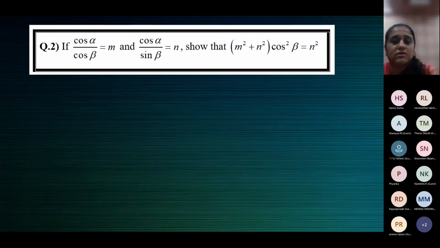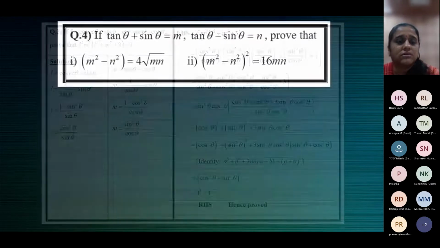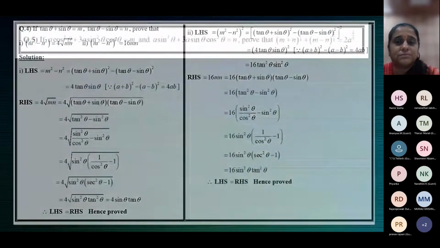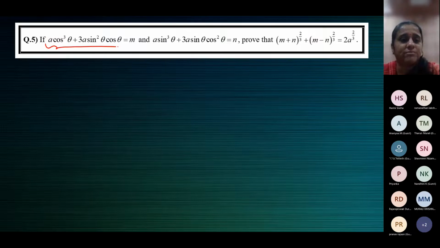All right. Let's do something different. Yeah, let's try this one. We'll do the others. Let's do this now. So again, you have some expressions for m and n. You can see the expression for m given and the expression for n. And we need to prove that this is equal to 2a to the power 2 by 3.